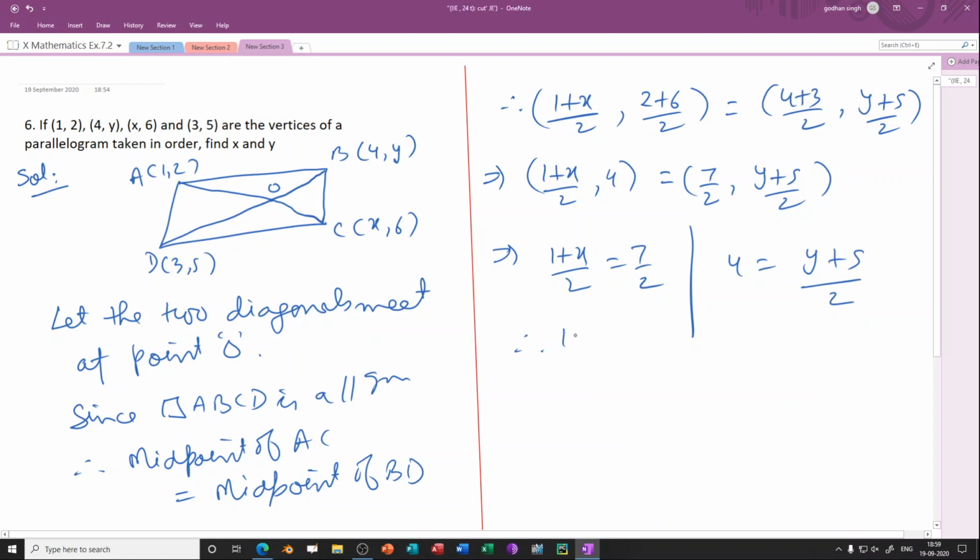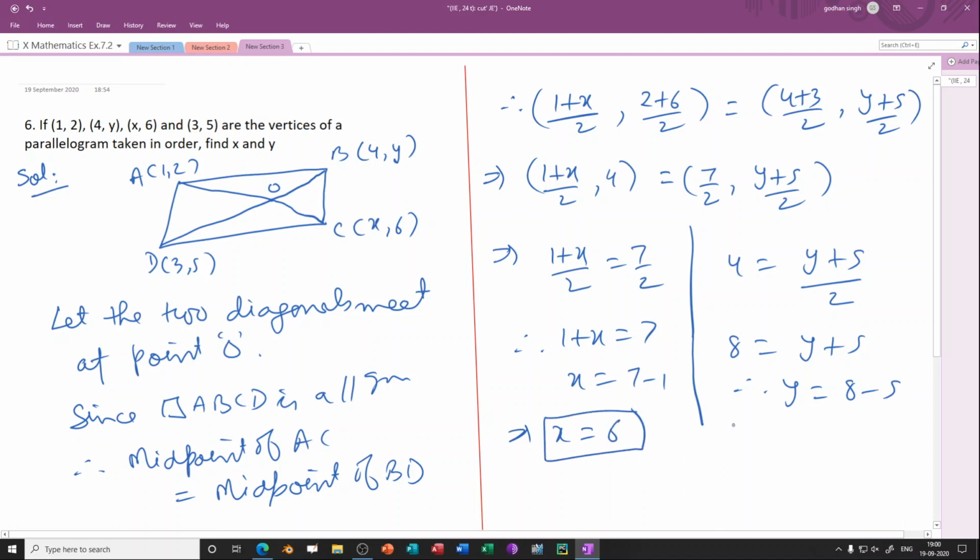Therefore, we can say that 1 plus x is equal to 7, or x is equal to 7 minus 1, and here we will cross multiply it, we will get 8 equal to y plus 5. Therefore, y equal to 8 minus 5. So this will give us x equal to 7 minus 1 is 6, and this will give us y equal to 3. So this is the solution of question number 6.